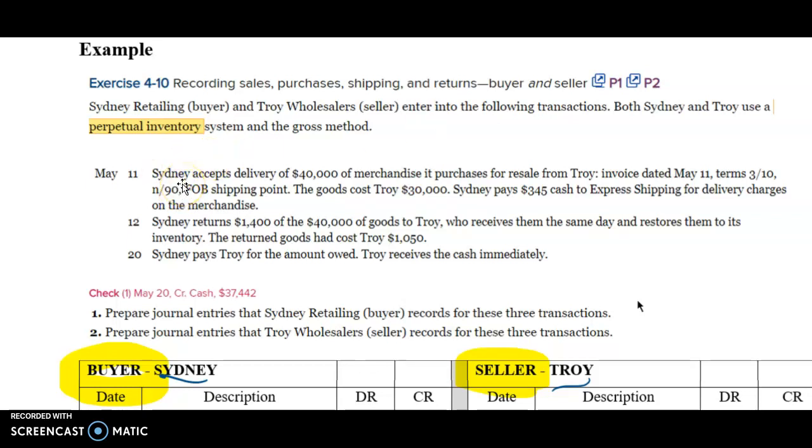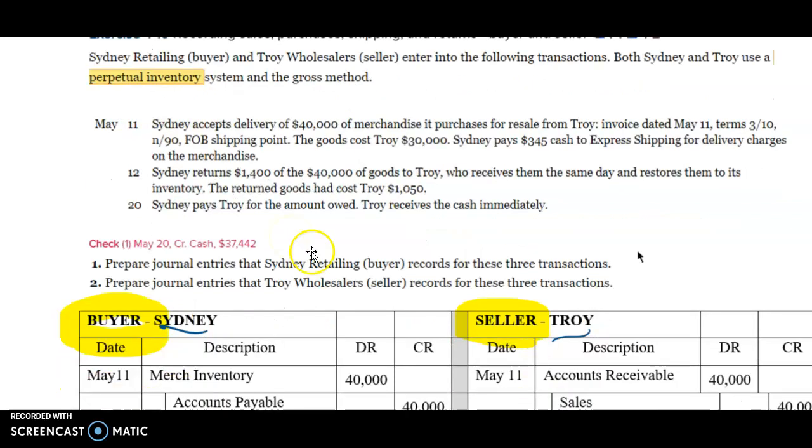Let's do the buying for Sydney, and then we'll come back and we'll look at the transactions for the seller. So the cool thing about this problem is we have the same problem, and we can do it for both the buyer and the seller. So this really gives us a good indication of what you do if you're the buyer, and what you do if you're the seller. And if you know this problem, I think you're going to be well on your way to mastering the concepts that we need to learn in chapter 4.